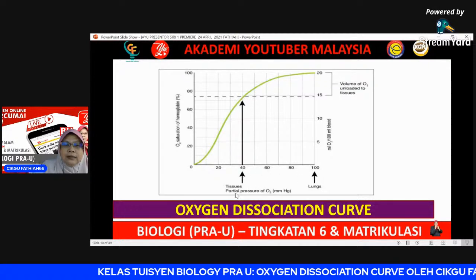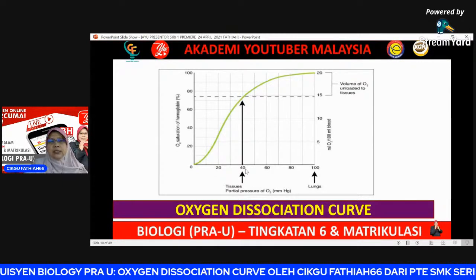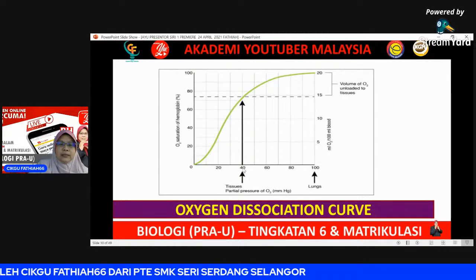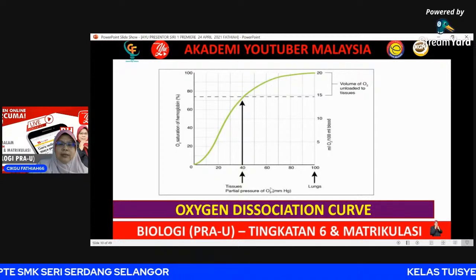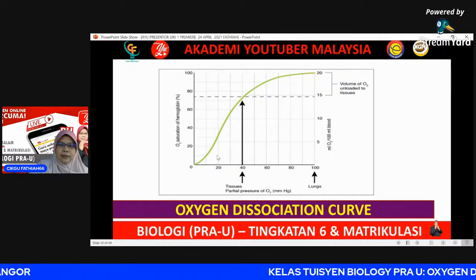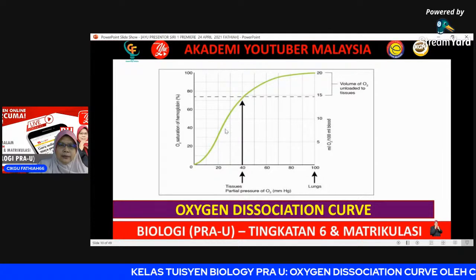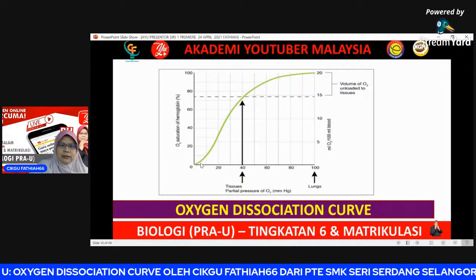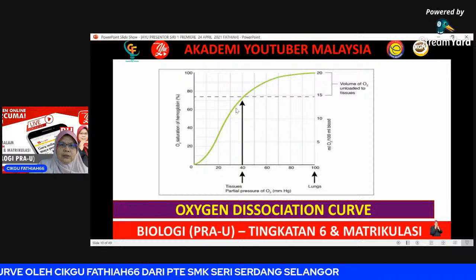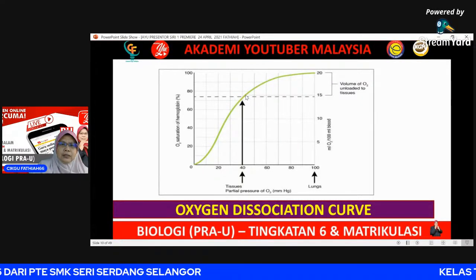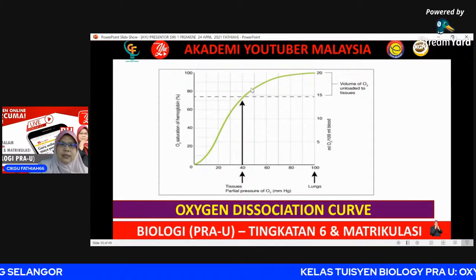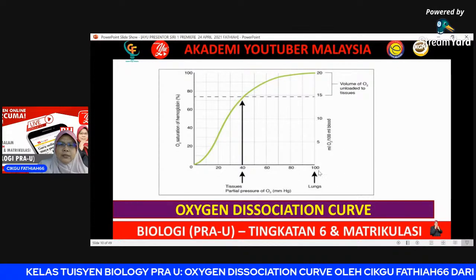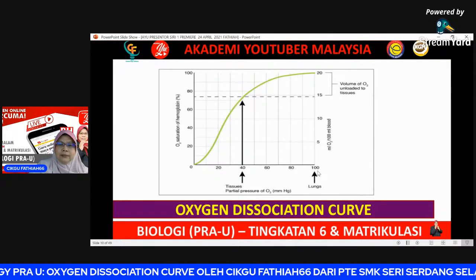And then you check here, at the tissue, when the oxygenated blood travels to the tissue, the partial pressure of oxygen decreases, it is low, 40 millimeters of mercury. And then you can observe the graph: from 0 partial pressure of oxygen, when we increase the partial pressure of oxygen, the percentage saturation of oxygen of hemoglobin will increase until it reaches the highest partial pressure of oxygen, 100 millimeters of mercury.